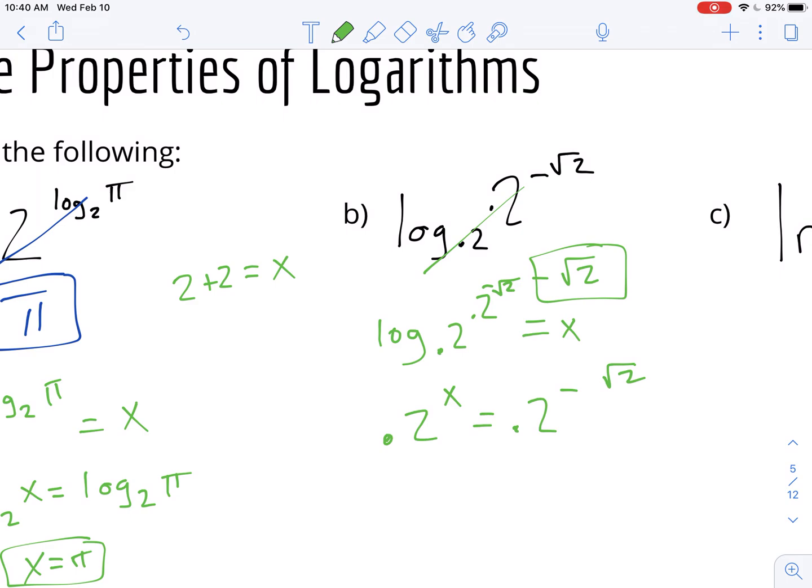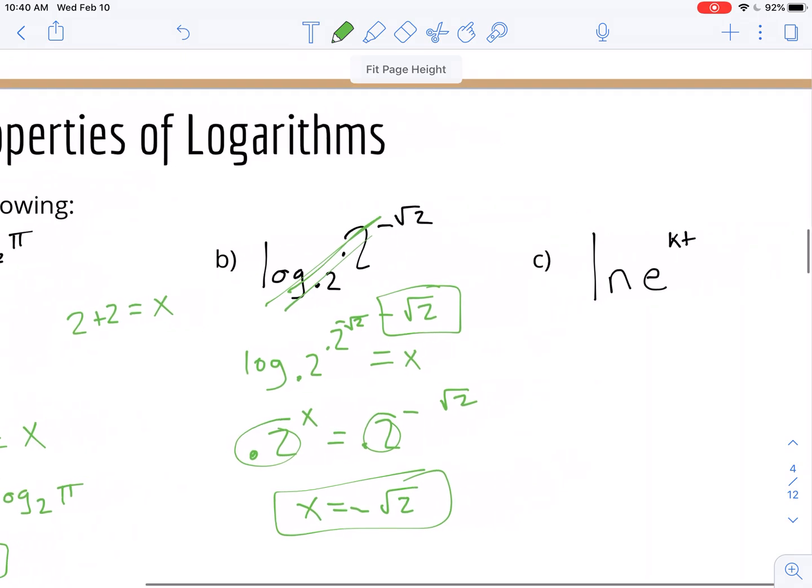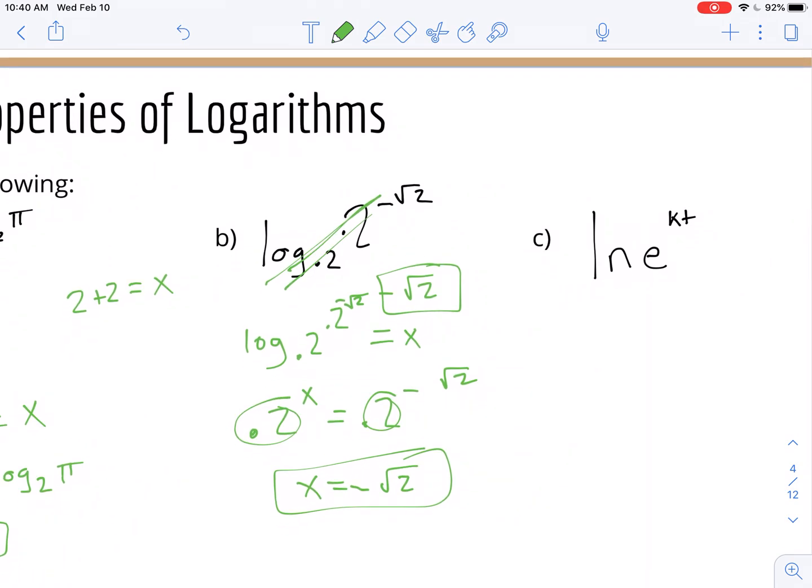And we've already learned that when we've got the same base, I've got the same base here of 0.2, so then I can just say that x is equal to the negative square root of 2, and that's how it is. I don't need to do all that work, though. I don't need to arbitrarily set this equal to anything. I could have just seen that I've got the log base of the same thing here, and those just cross out. Just like here, when I have this natural logarithm of e to the kt, my answer here is just going to be kt. This is going to be my final answer.